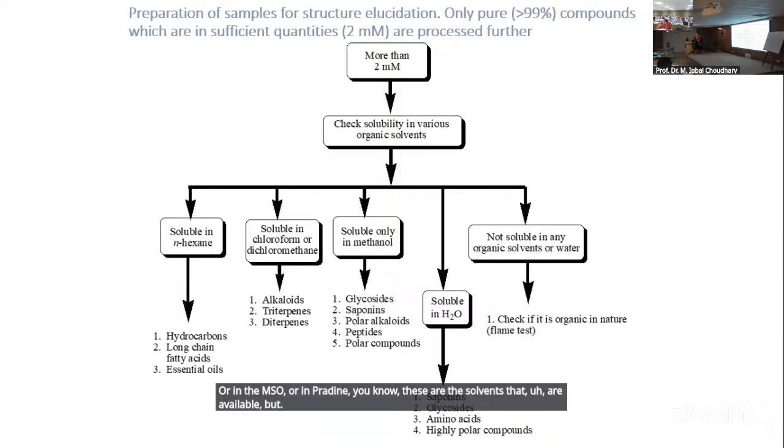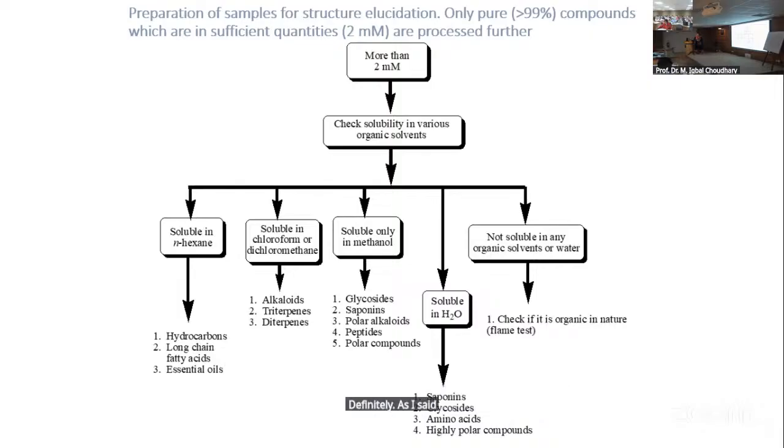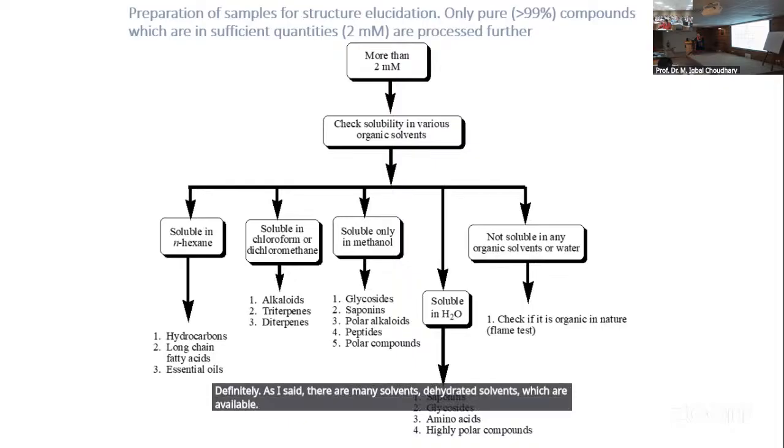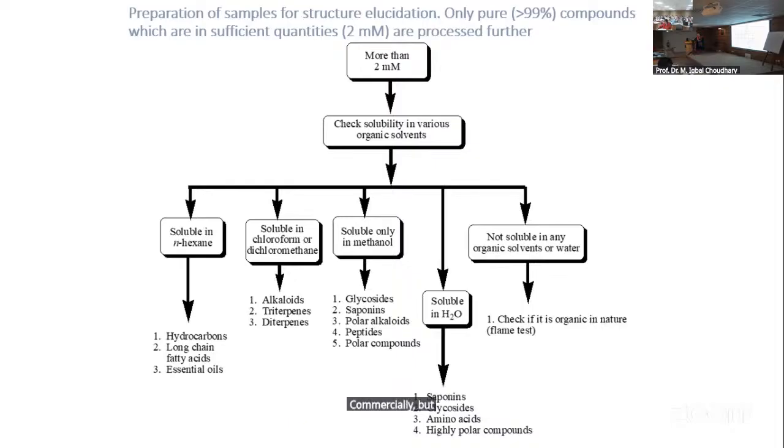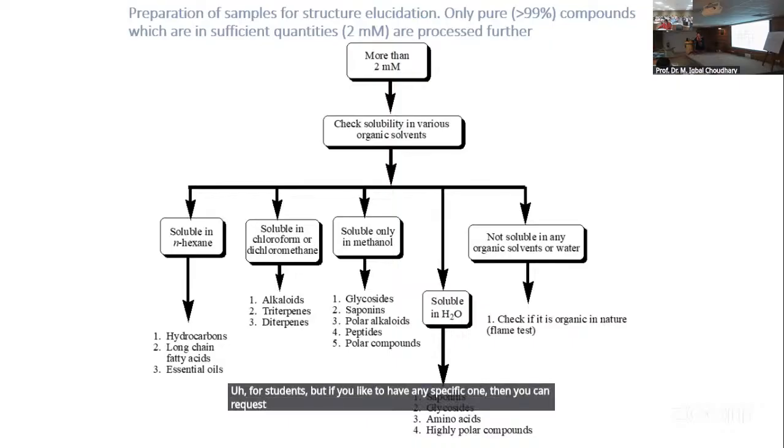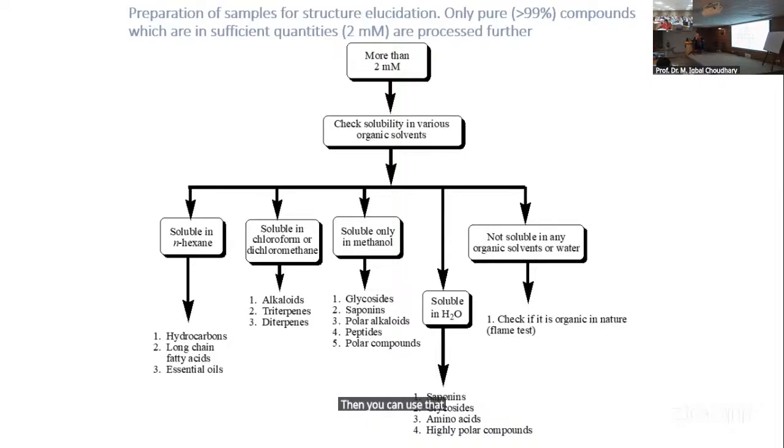But definitely, as I said, there are many deuterated solvents which are available commercially. But we have the most common ones in the facility for students. If you would like to have any specific one, then you can request your supervisor to purchase it, and then you can use that particular solvent in the NMR lab. And deuterated solvents are extremely expensive, and they are getting more and more expensive.